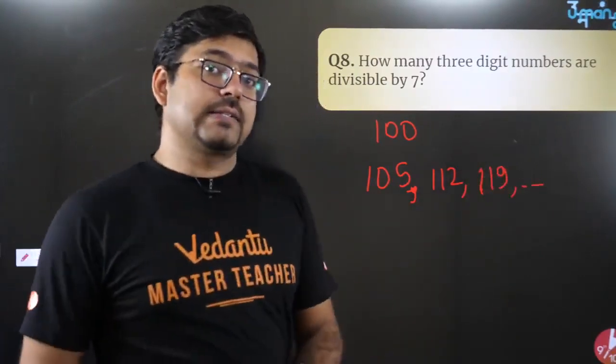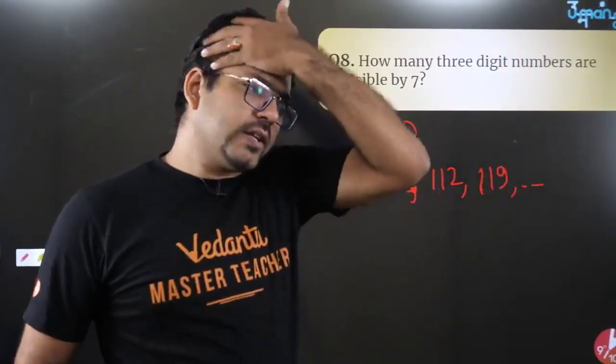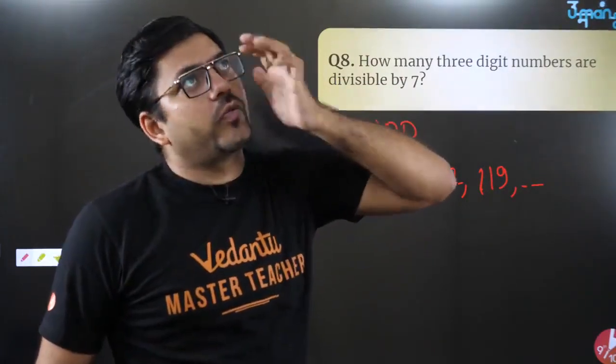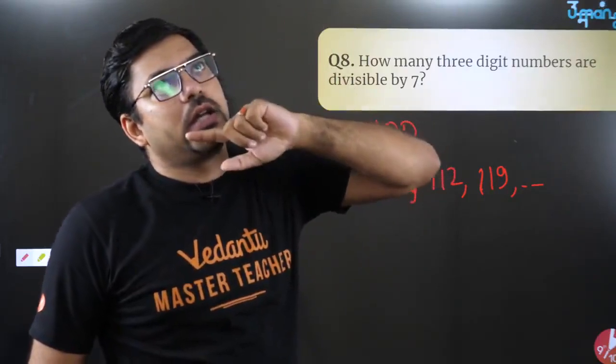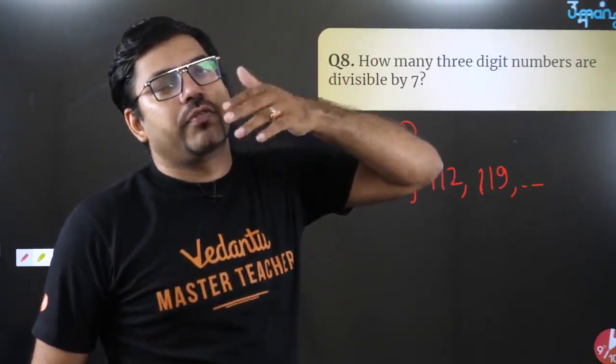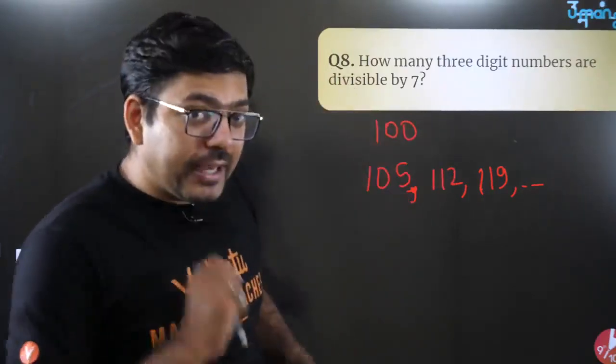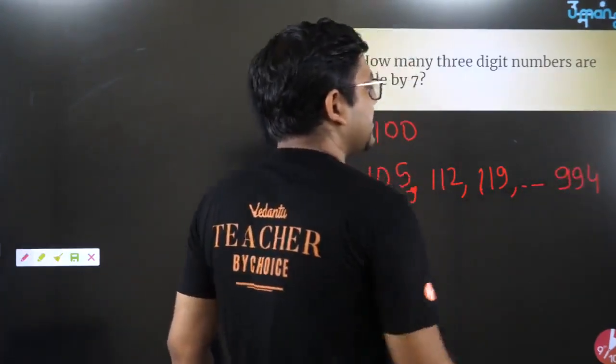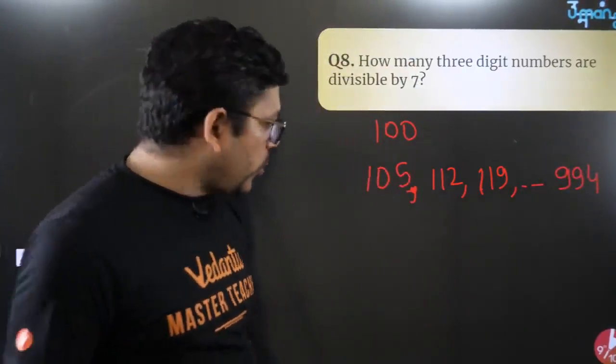Now which would be the last term? Obviously the last 3-digit number is 999, but that is not divisible by 7, I guess. 999 is 5 more than a multiple of 7. So 999 is not divisible, but 994 is divisible.